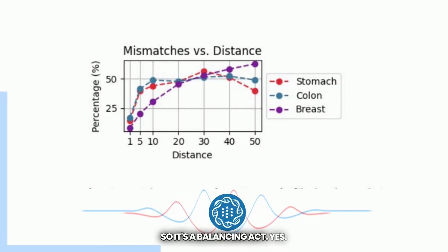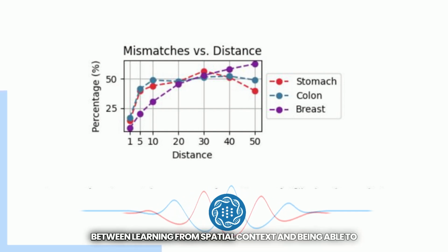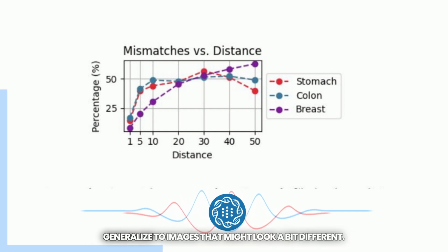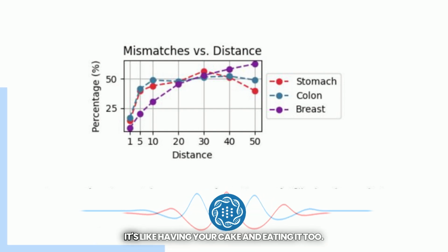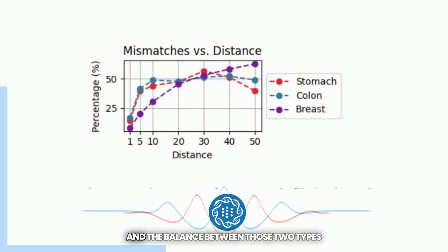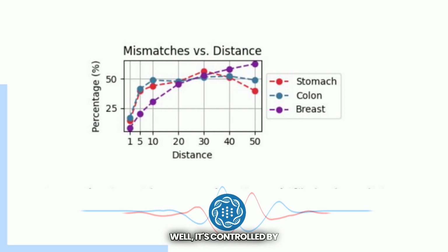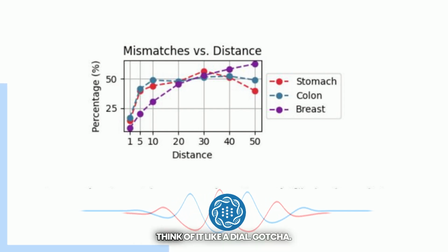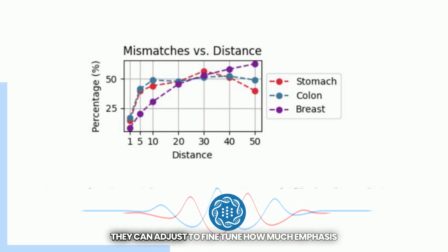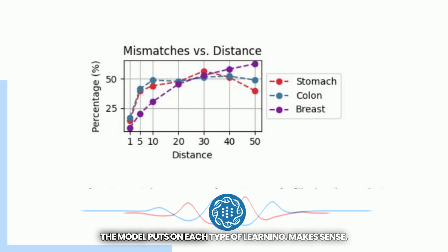Exactly. So it's a balancing act between learning from spatial context and being able to generalize to images that might look a bit different. I like that. It's like having your cake and eating it too. And the balance between those two types of pairs, how do they manage that? Well, it's controlled by what's called a hyperparameter. Think of it like a dial. They can adjust to fine-tune how much emphasis the model puts on each type of learning.